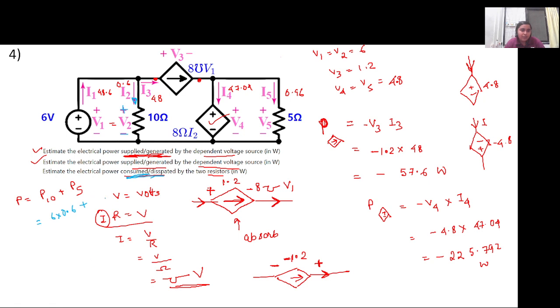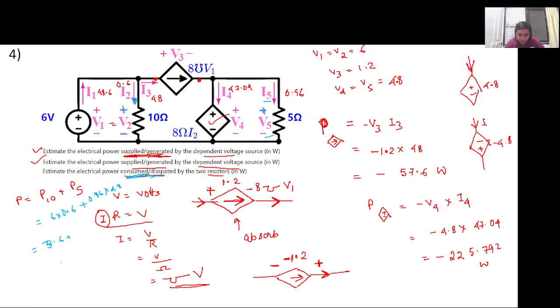Now the current through the 5 ohm resistor, we can also write V5 into I5, or I5 square into 5, or V5 square by 5, whichever way it will be the same answer. So in this case too, the current is entering through the positive terminal, so it is consuming power, or dissipating the power, so it is positive. So this will be equal to I5 into V5. So I5 is 0.96 and V5 is 4.8. So can you quickly calculate the total value? So it is 4.608.